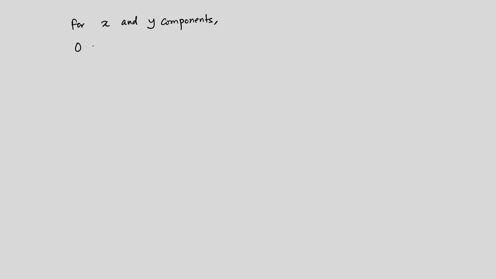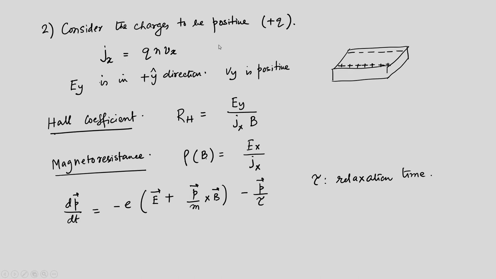One can write 0 equal to minus eE_x minus eB/m P_y. I'm writing the equation that you have seen here in terms of components, with E having both E_x and E_y. The momentum of the particle has both components P_x and P_y. Once again, I remind you that this electronic motion is confined in a plane, so the vector P is not Px, Py, Pz. E_x is in the direction of the current, and P has components P_x and P_y. You already know that B is a constant field in the Z direction.